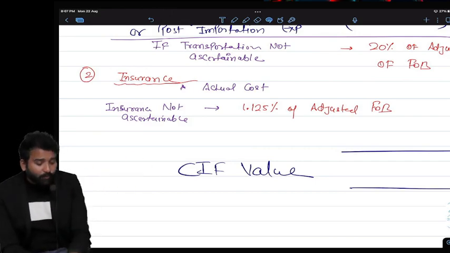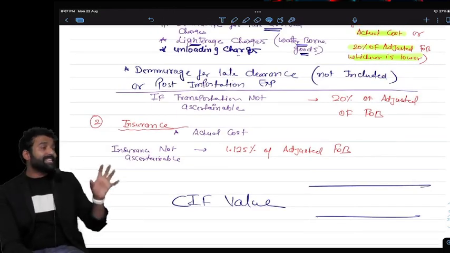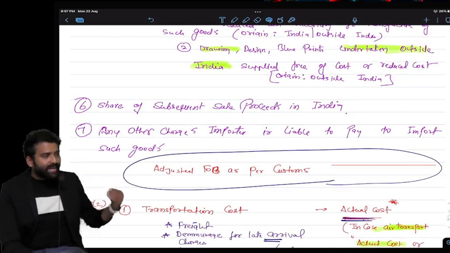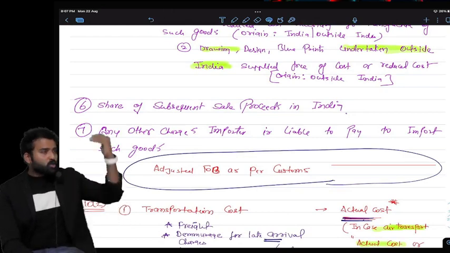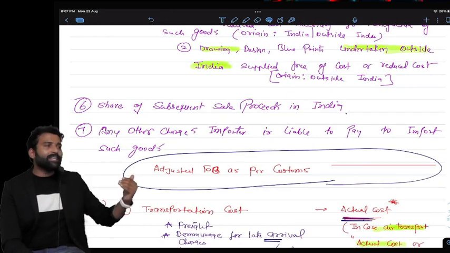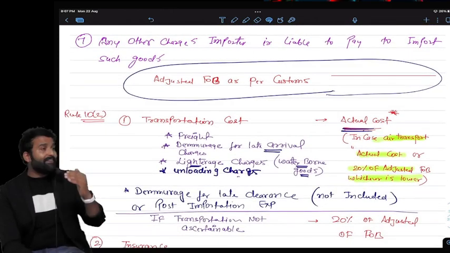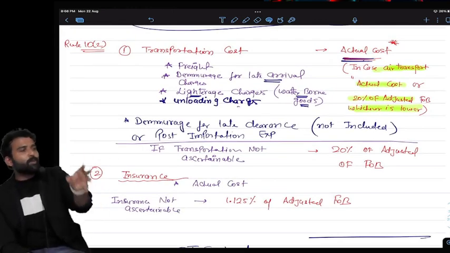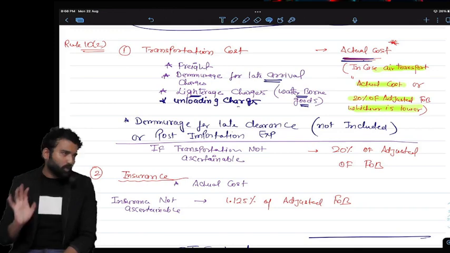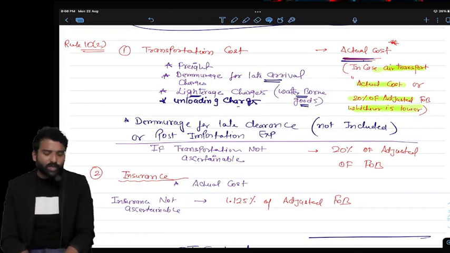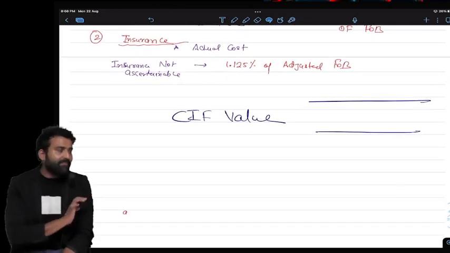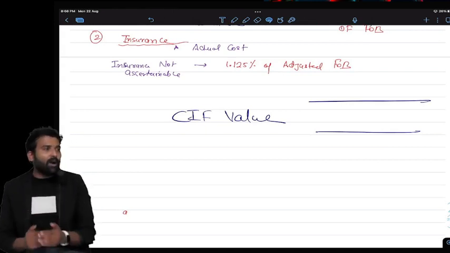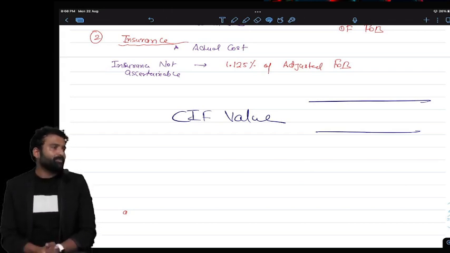Again, in both the cases I am referring to adjusted FOB. Adjusted FOB means after adding the additions of rule 10.1. So FOB given in the question plus all the adjustments of 10.1, then we will arrive at adjusted FOB. Then we will be going for the calculation of transportation and insurance under rule 10.2. So these are the two additions under 10.2, and after that we will be arriving at CIF value. On that value I will be paying the custom duty. So this is how we will calculate the custom value.